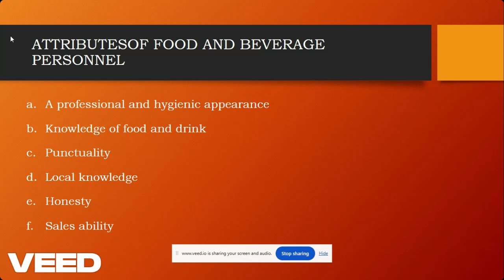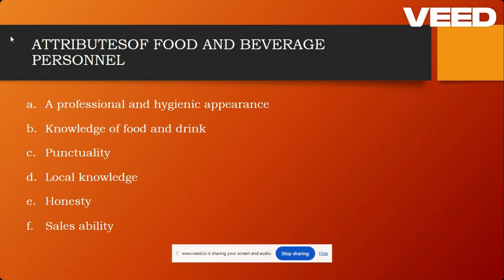The other attribute is knowledge of food and drink. They must be knowledgeable about what is being sold in the establishment, from the day's menu to specific offers that are in place. They should be able to advise the customer where they are unwilling or they are not decided to purchase any drink or food. So the other attribute is punctuality, being there on time to do the preparations prior to the service, after the service, the clearance. So they should be there on time and always available to serve the guest.